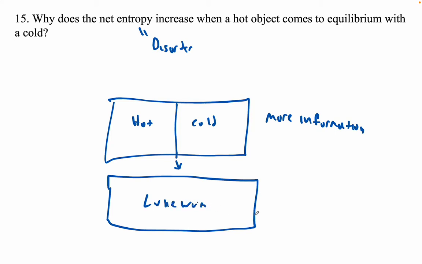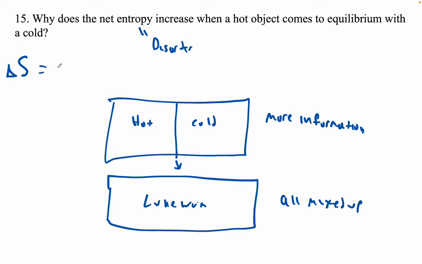Where are the cold particles? I don't know. They're in there somewhere. They're all mixed up, right? It's all mixed up. So therefore, we've increased the disorder. We've mixed the hot and the cold. It's disorderly. Okay, now the formula, this strange formula, right?